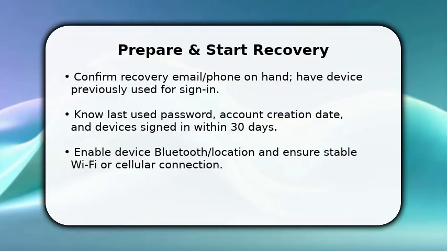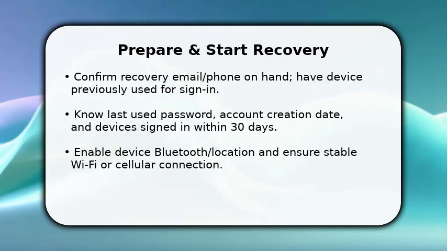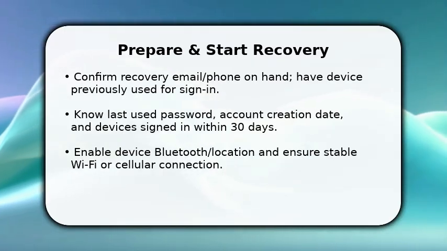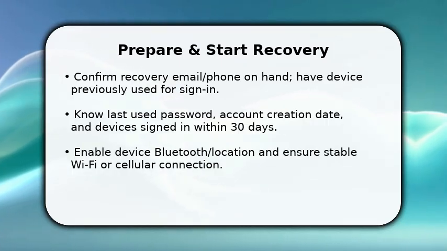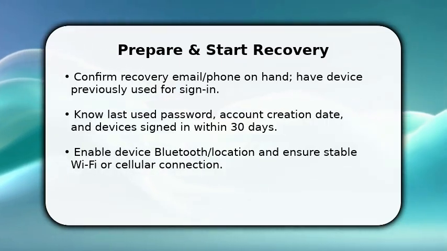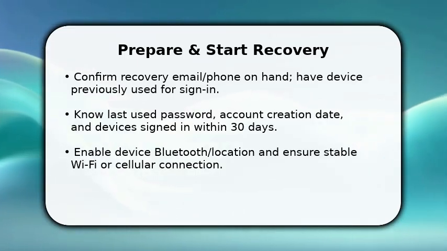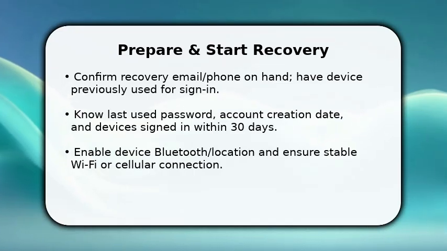You begin by gathering proof and tools: a recovery email or phone, a device you used to sign in, and the last password you remember. Once done, open accounts.google.com and choose Find My Account or Forgot Password. These trigger Google's verification flow. Make sure to use the same device and network where possible because Google uses signals to validate you.